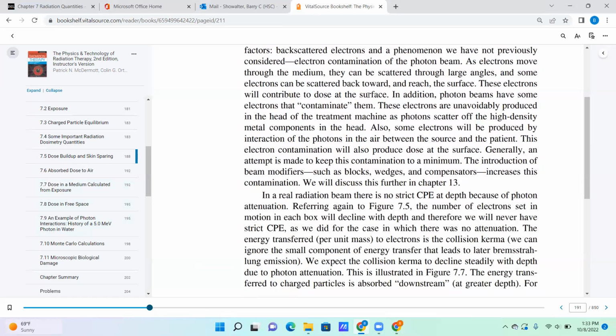In addition, photon beams have some electrons that contaminate, that are part of the beam. They're unavoidably produced in the head of the treatment machine as photons scatter off the high-density metal components in the head. Also, some electrons will be produced by the interaction of the photons in the air between the source and the patient. And that electron contamination will also produce a dose at the surface. Generally, an attempt is made to keep this contamination to a minimum, but the introduction of beam modifiers, blocks, wedges, and compensators increases the contamination.